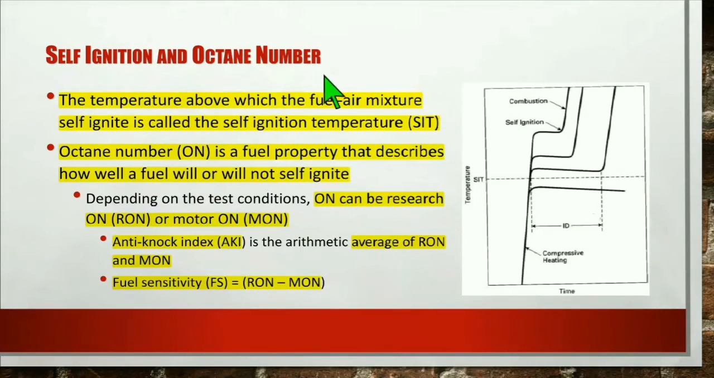Self-ignition and octane number. The temperature above which the fuel-air mixture self-ignites is called the self-ignition temperature, or SIT. Octane number, ON, is a fuel property that describes how well a fuel will or will not self-ignite. Depending on the test conditions, ON can be research ON, RON, or motor ON, MON. Anti-knock index, AKI, is the arithmetic average of RON and MON. Fuel sensitivity, Fs, is equal to RON minus MON.